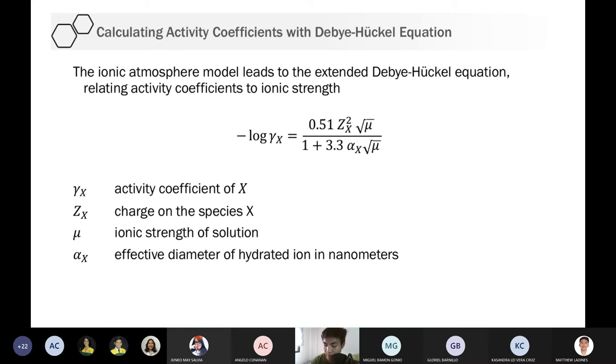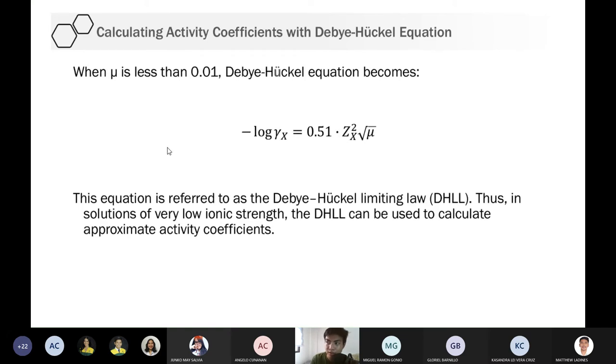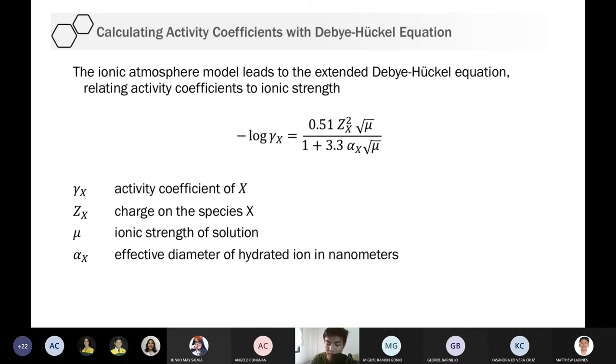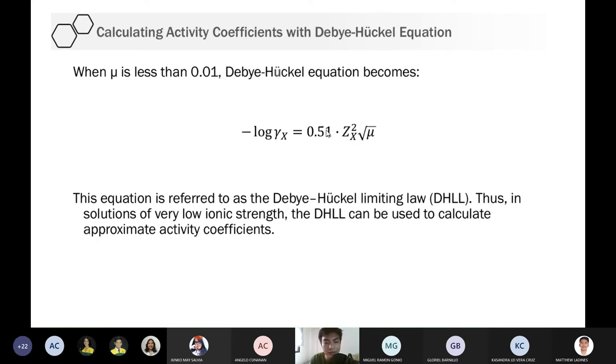Okay. So, if your ionic strength is less than 0.01 molar, then this big equation here can be reduced to this. So if the ionic strength is less than 0.01, then we can use the Debye-Huckel limiting law equation. It removes the factor for the ionic size, the hydration size. So, it is simpler to use.